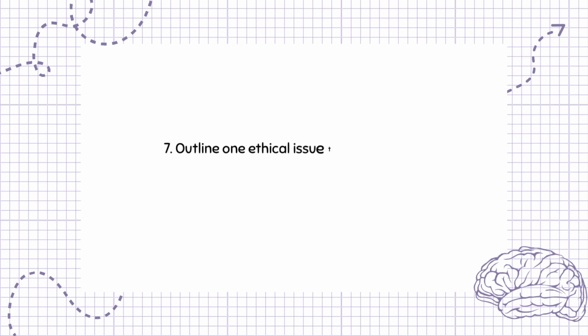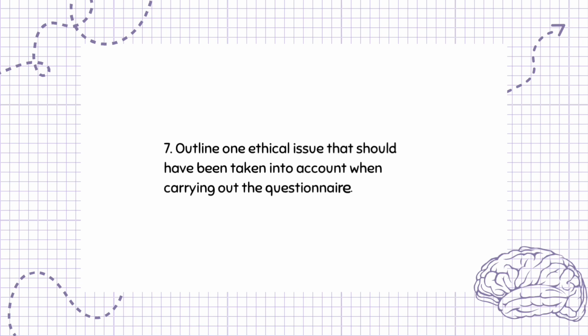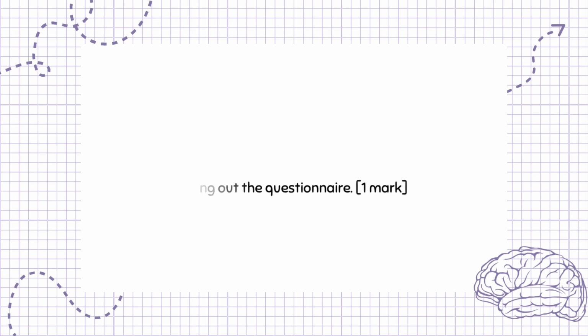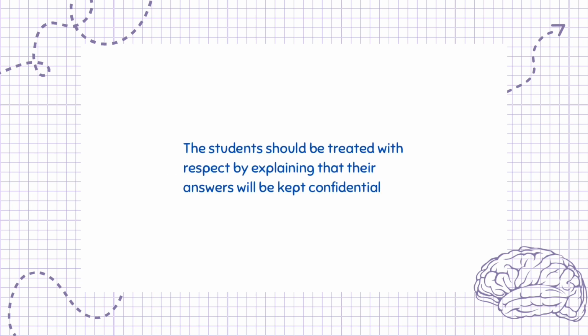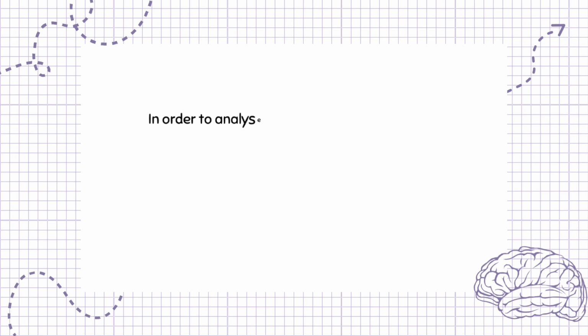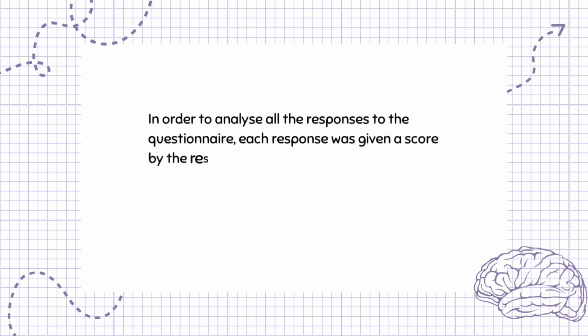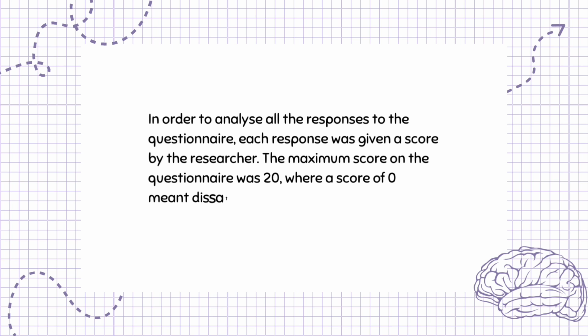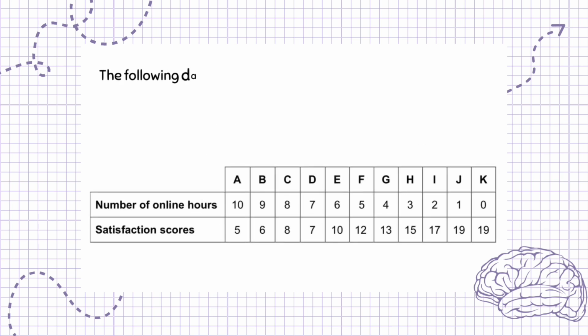Question 7. Outline one ethical issue that should have been taken into account when carrying out the questionnaire. 1 mark. The students should be treated with respect by explaining that their answers will be kept confidential. In order to analyze all the responses to the questionnaire, each response was given a score by the researcher. The maximum score on the questionnaire was 20, where a score of 0 meant dissatisfied and a score of 20 meant very satisfied. The following data was collected by the researcher.